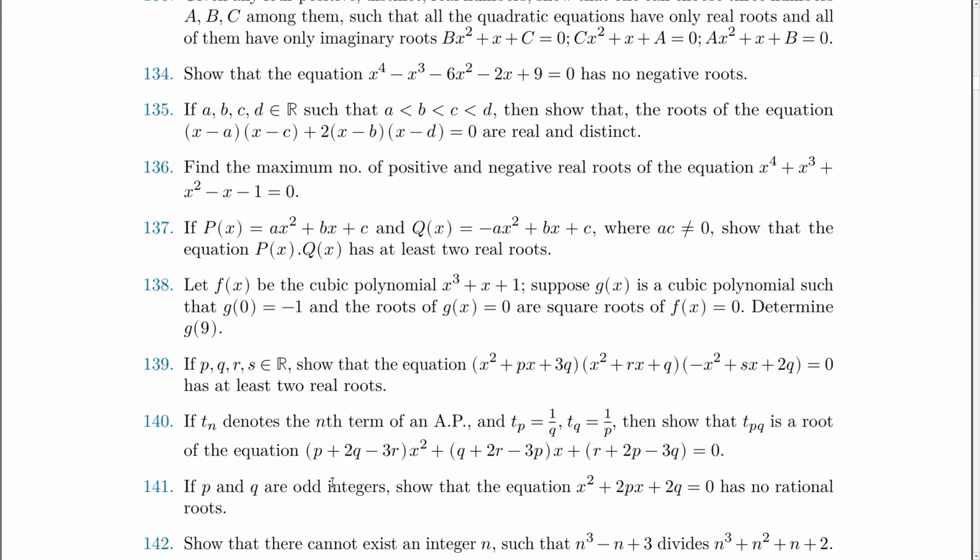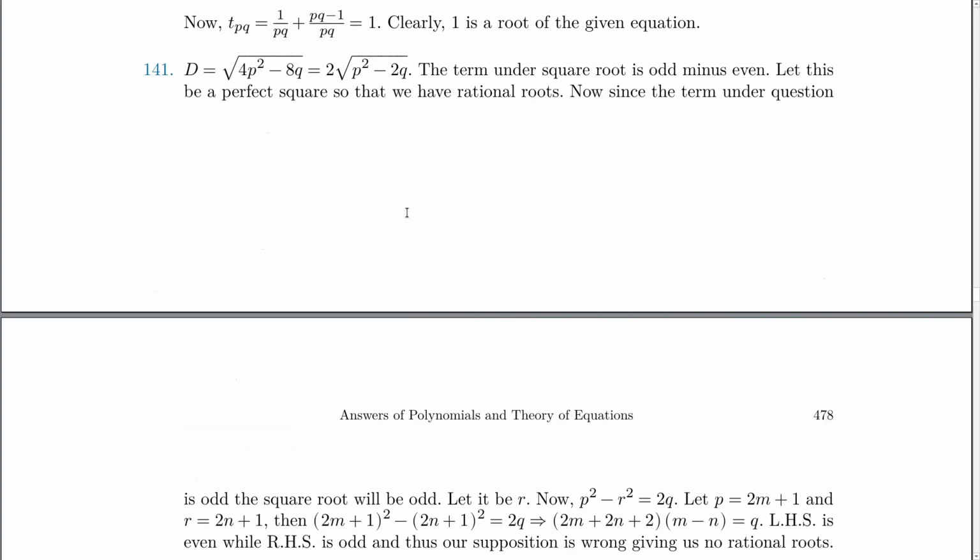Question 141 says that if p and q are odd integers, then the equation x square plus 2px plus 2q is equal to 0 has no rational roots. So we look at the solution. The discriminant would be 4p square minus 8q, that is 2 square root of p square minus 2q. Now p and q both are odd, so p square will be odd and 2q will be even, and therefore it would be eventually odd. That is, our discriminant is odd. So we assume that it is a perfect square for rational roots.